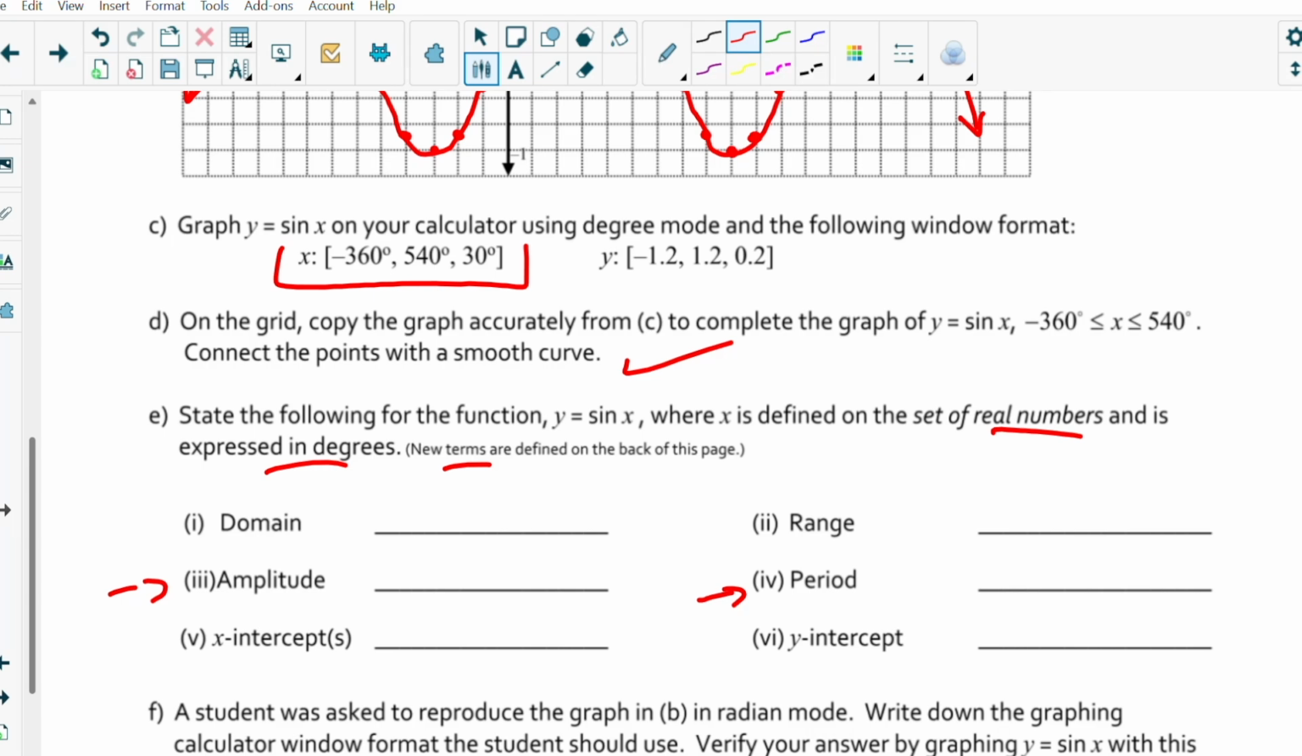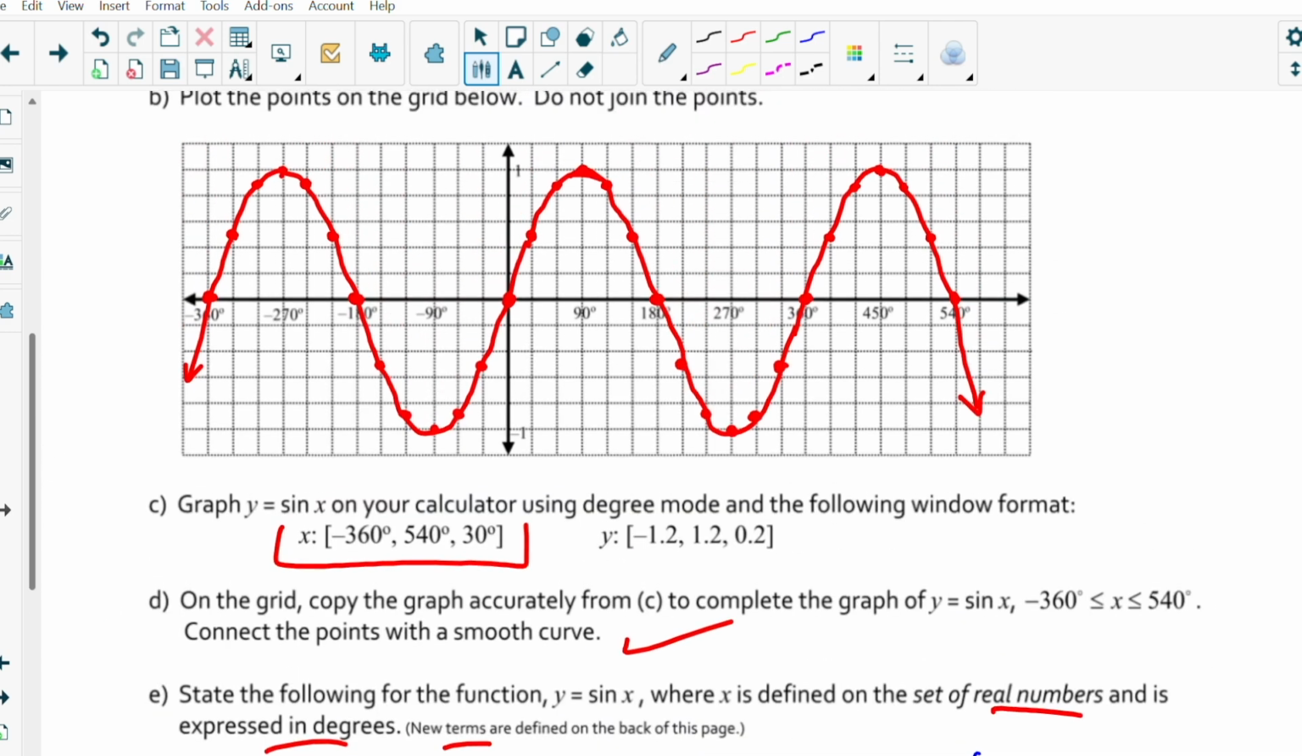Domain is x such that x is greater than or equal to negative 360, but less than or equal to 540 degrees. X is an element of all real numbers. The range. Well, what's the low and high values?